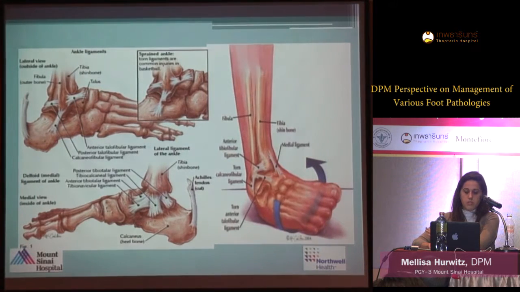Just a quick review of the anatomy. First of all, the most common way that you're going to sprain your ankle is an inversion injury. And with this, you usually injure the lateral ankle ligaments. This picture very nicely demonstrates the anterior talofibular ligament, which is the most commonly torn ligament in the lateral ankle. The next most common, which can also sometimes be torn in addition when you have the injury to the ATFL, would be the calcaneofibular ligament. And then the least common in a regular inversion sprain would be the posterior talofibular ligament, because it is the strongest out of the three.